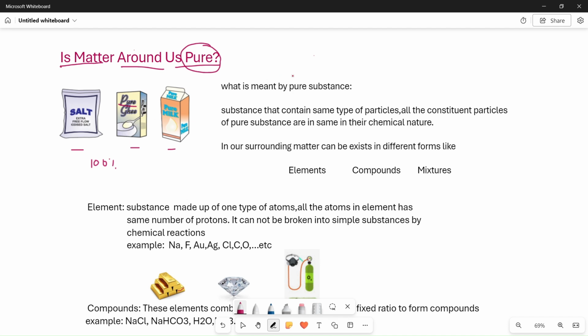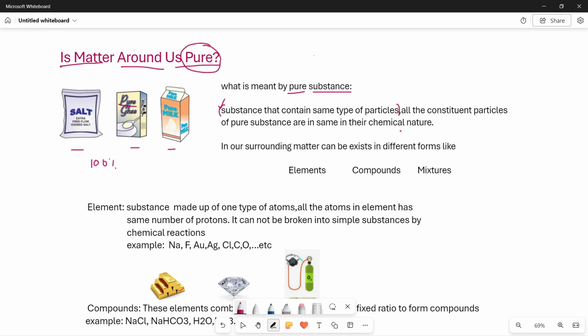Okay, so now coming to the definition, going deeper into substance, pure substance. What is a pure substance? A substance that contains the same type of particles. This is the simplest definition you can remember very easily. A substance that contains the same type of particles. All the constituent particles of the pure substance are the same in their chemical nature.